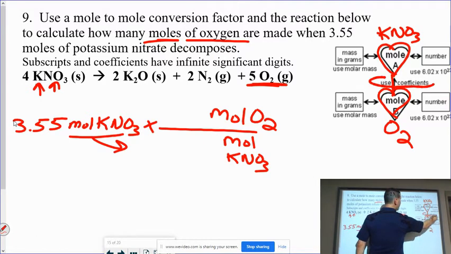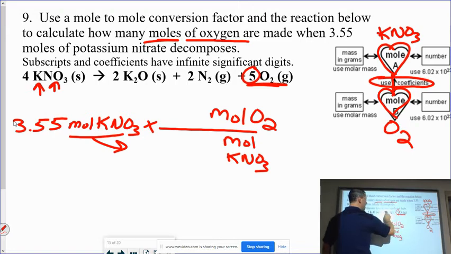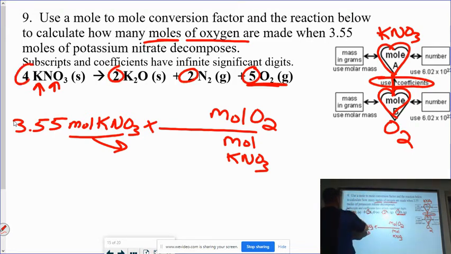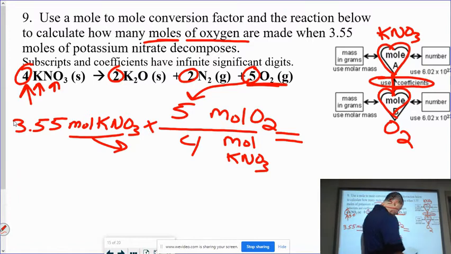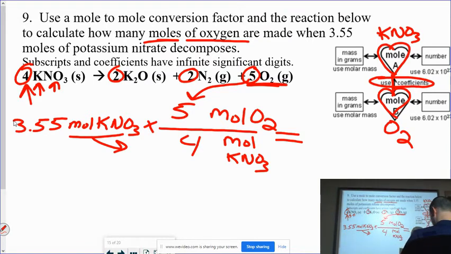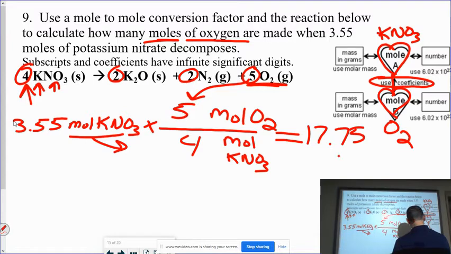I look at this now when I'm going from mole island to mole island. It says use coefficients. That's the numbers in a balanced equation. And I look here and I see that there is a 4 in front of the KNO3, so I put a 4 in front of the moles of KNO3. I see a 5 in front of the oxygen, so I put a 5 there. And I am done. So now I do the math on that, and if I crunch all those numbers, I get 17.75 moles of O2.